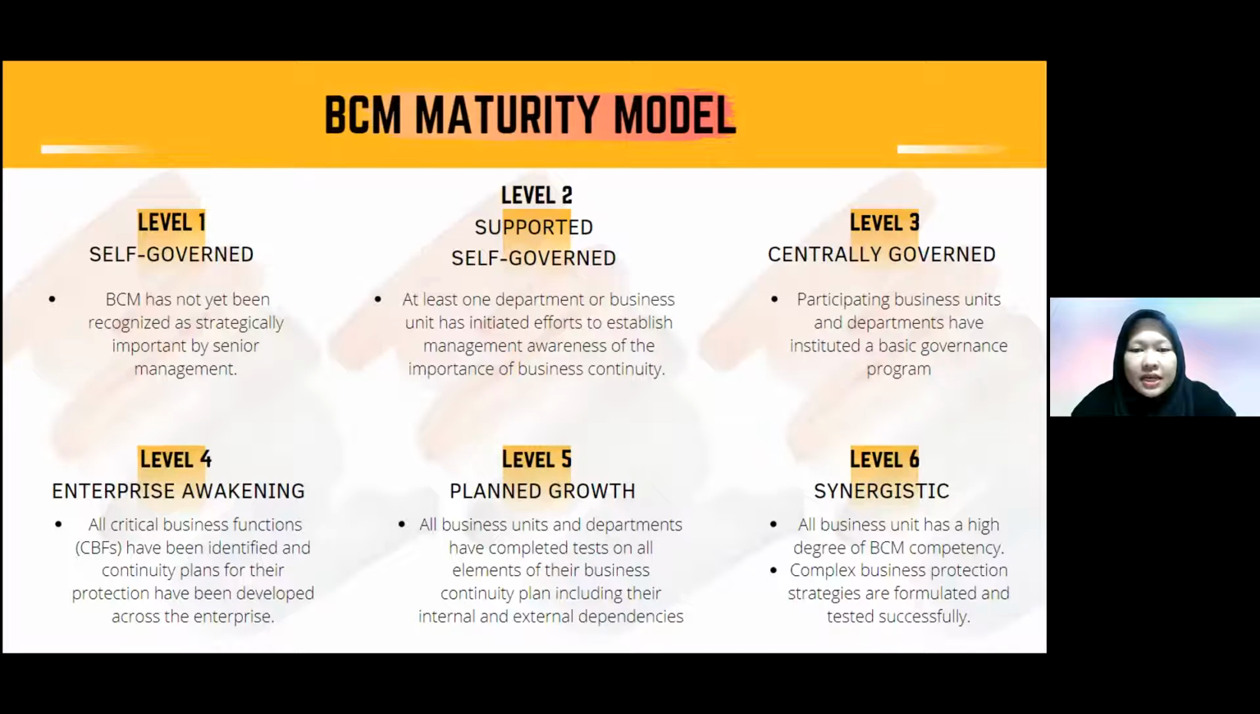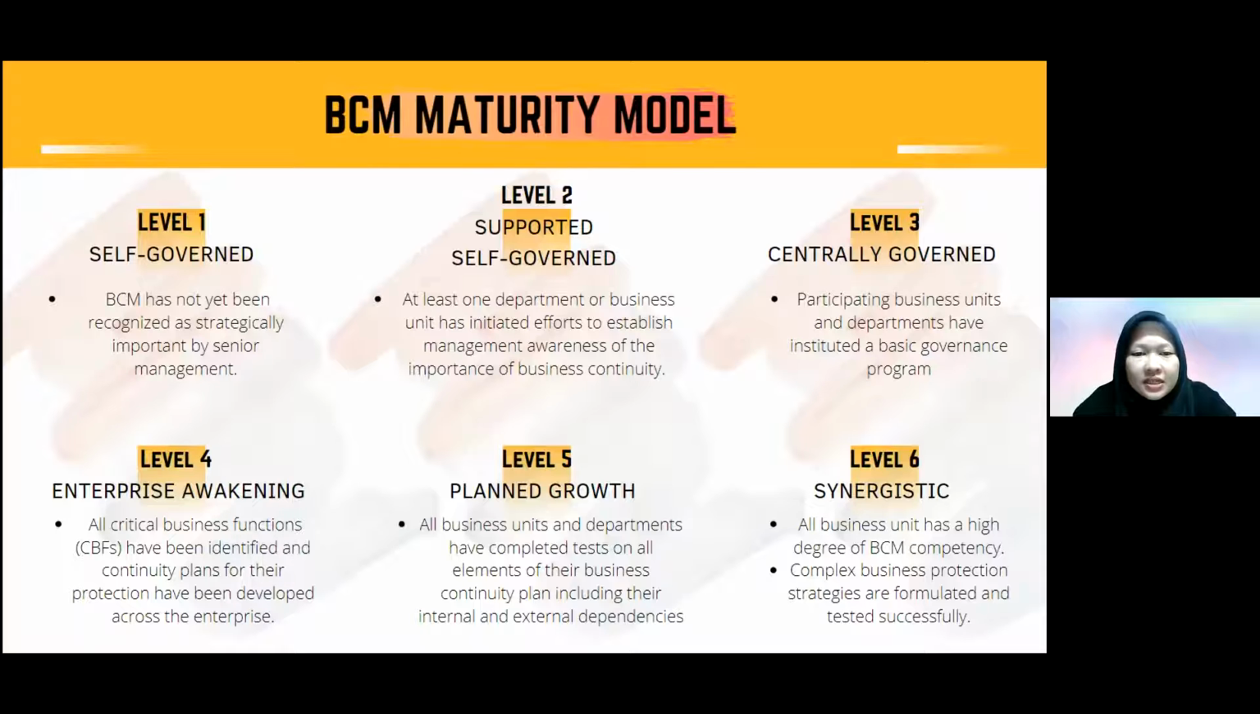And the third level is centrally governed. Participating business units and departments have instituted a basic governance program mandating at least limited compliance to standard BCM policy, practice, and process to which they have commonly agreed.